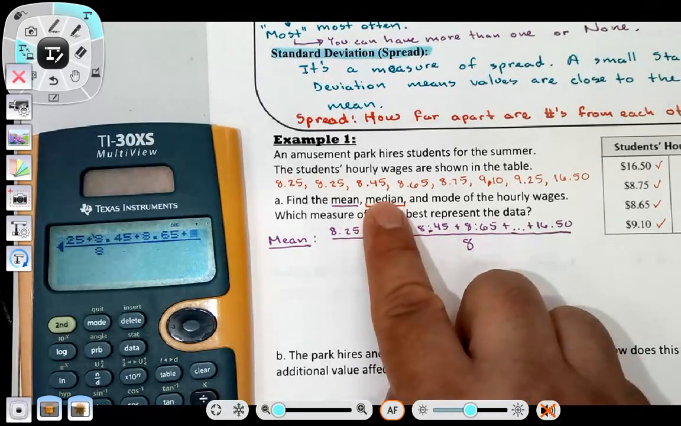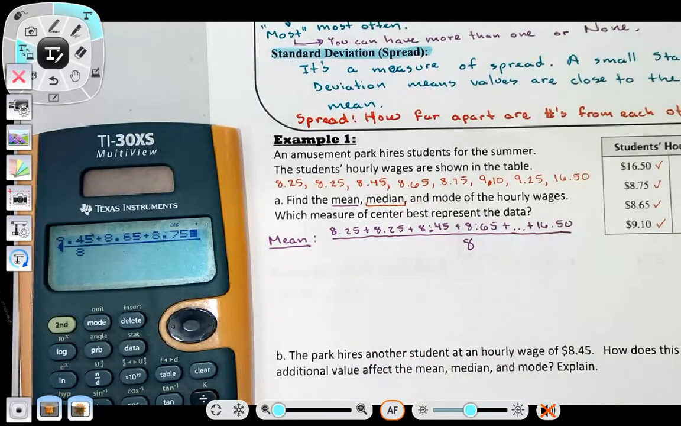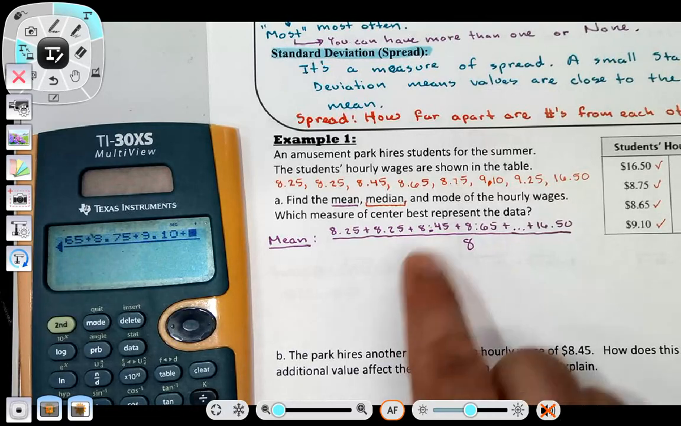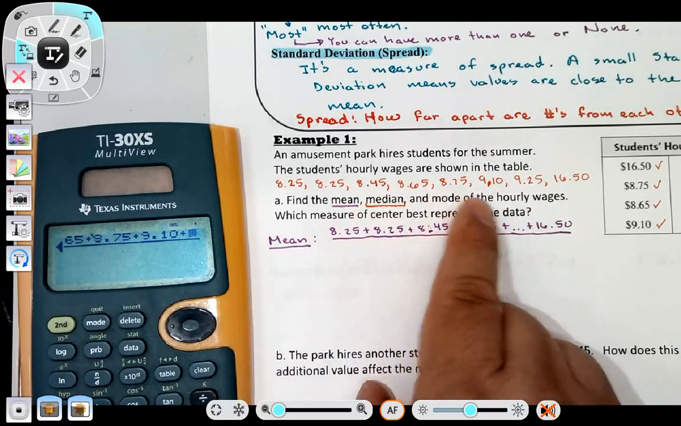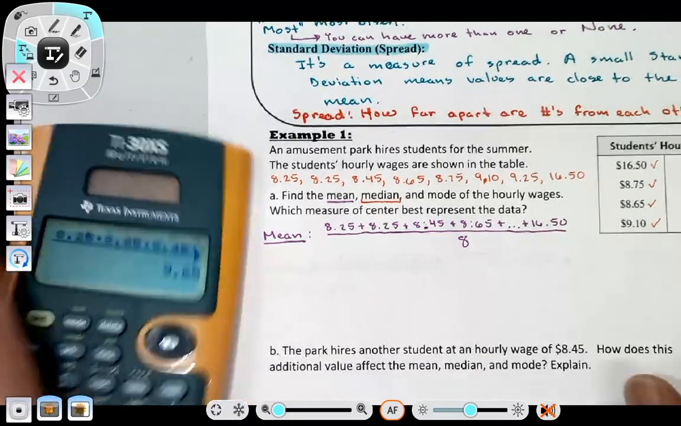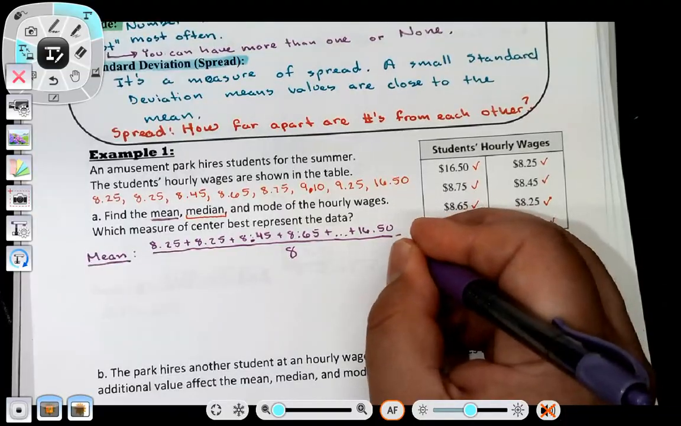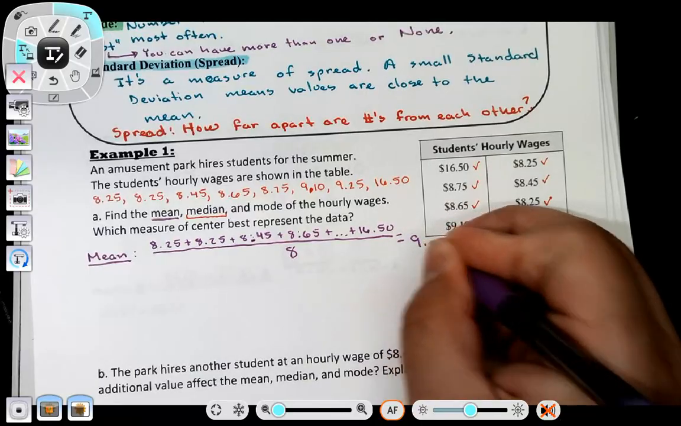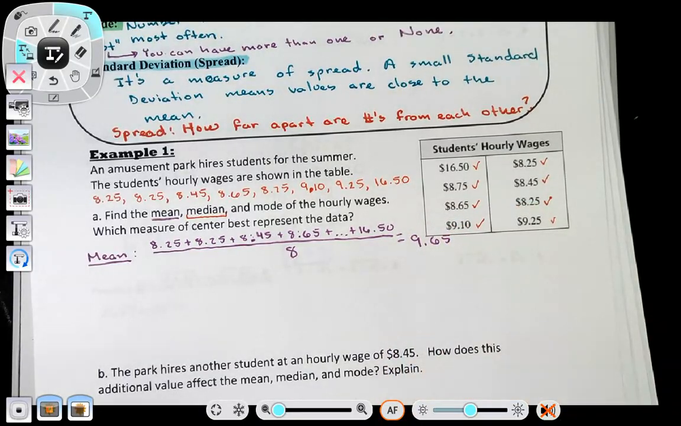8.65. Next one is 8.75 plus 9.10. I'm just trying to make sure I'm double checking that I'm not missing one. Okay, I got that one, I got that one, I got that one. 9.25 is next. Plus, last one, 16.50. So you do have to be very careful. All right, I want to make sure I got it right. Did you guys get the same thing? 9.65, okay, well, so then the mean. We just found out that the average, right, payment that people are getting by the hour is $9.65. That's the average.